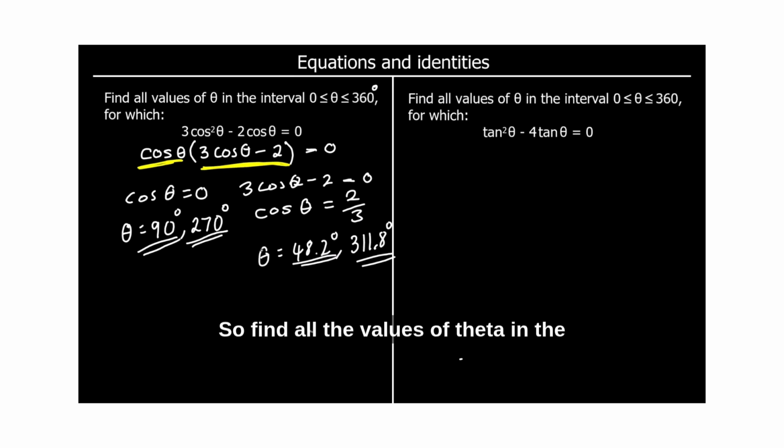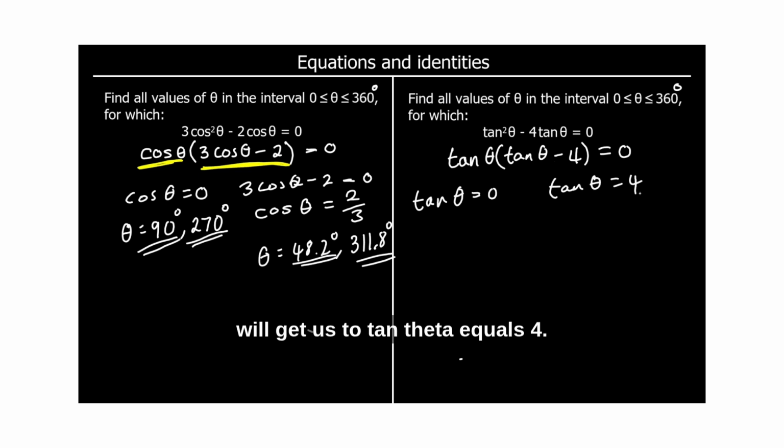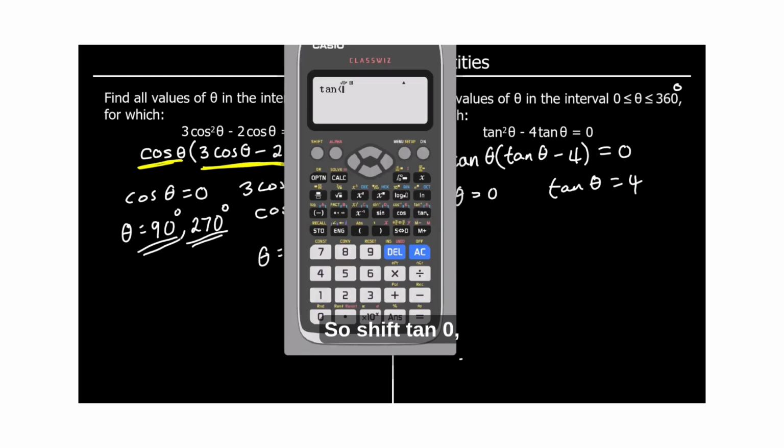So find all the values of theta in the interval 0 to 360 degrees, for which tan squared theta minus 4 tan theta equals 0. So let's factorize again. So tan theta on the outside, tan theta minus 4 on the inside. So either tan theta is 0 or tan theta minus 4 equals 0, which will get us to tan theta equals 4.